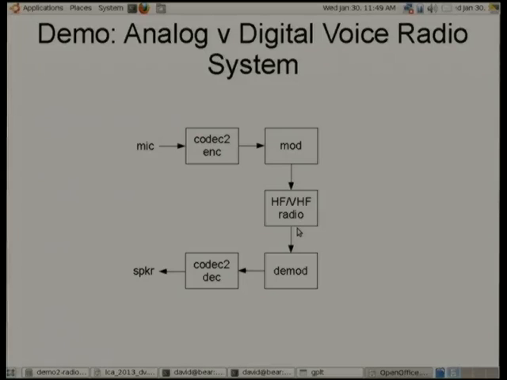To compare the system to the analog one, I'll also have a demonstration that pretty much bypasses these blocks, but just takes the microphone signal, passes it through the radio, then plays it out the speaker. So I'll play a simulation of the analog system as well.